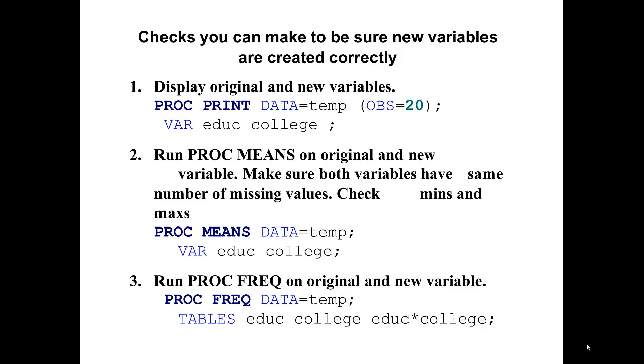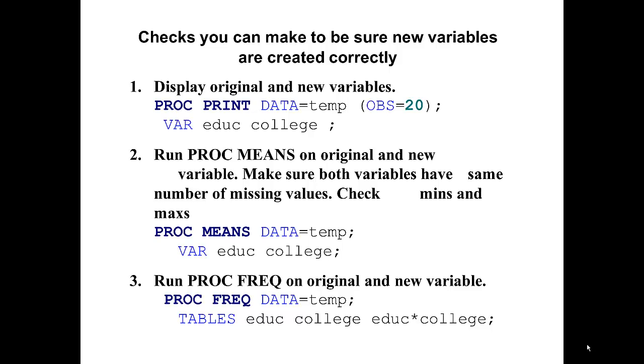Also, you could run proc means on original and new variables and make sure that both variables have the same number of missing values. You could do a proc means and do descriptive statistics for EDUC and college, and you would expect that you have the same number of observations that have missing values for each variable.